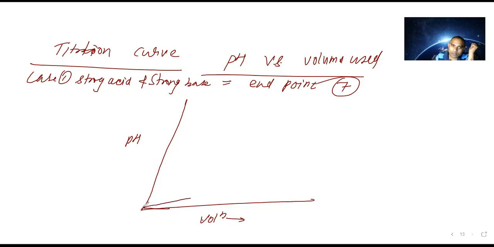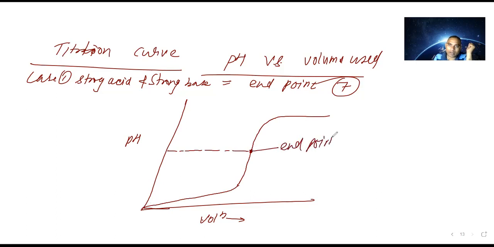If you talk about the curve, you can read it in the book, and it will be easier to understand. It is an S-type curve. This point is known as the end point, also called the equivalent point. Here the complete neutralization takes place, and pH is equal to 7.